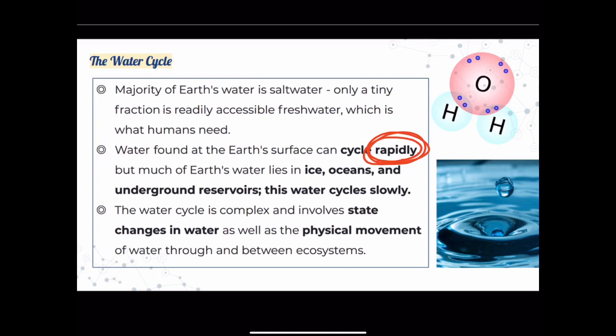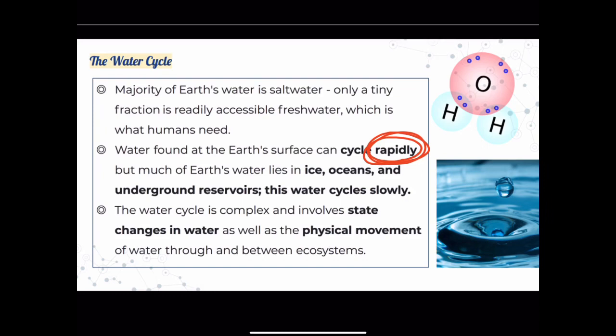If y'all were in Dallas, if you're still located in Dallas, maybe you experienced that giant thunderstorm and rainstorm that we had last night. But much of Earth's water lies in ice and the polar caps, in the ocean, and also in underground reservoirs. And this water cycles slowly, but that will actually cycle through plants.